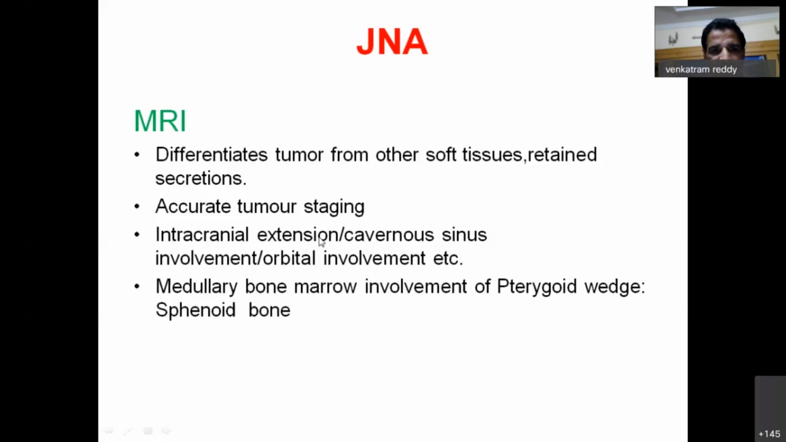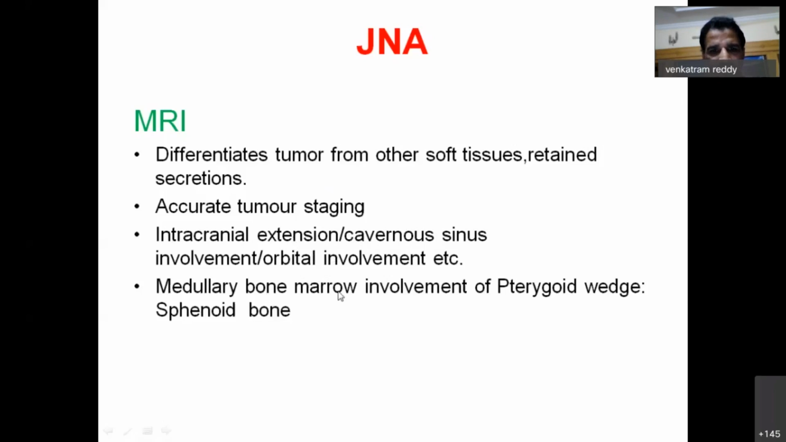Then intracranial extension, cavernous sinus involvement, orbital involvement, whenever they are there, the MRI is very, very useful, especially to delineate the extension, whether it is going subdurally or extradurally, and to look for involvement of the cavernous sinus and orbit. There, the MRI will give a very clear picture.